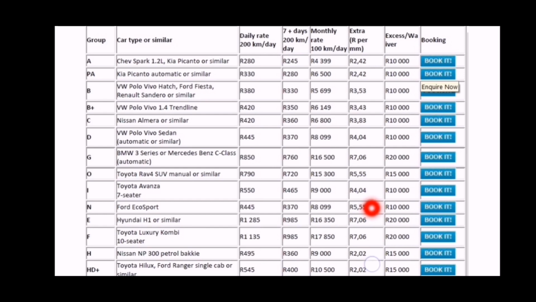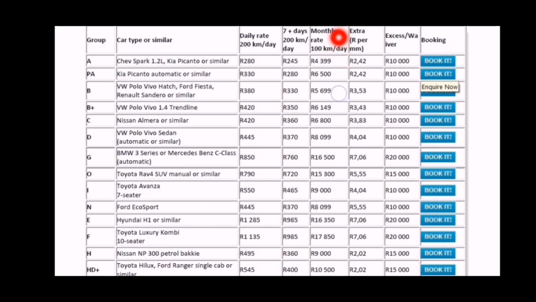For space constraints, I did not include the super insurance template, but the super insurance will be a little bit different in terms of the amount they pay on daily or weekly or monthly rate, and the excess will also be different. If you take a look at the top of the page under the daily rate, it says the daily rate includes 200 kilometers per day. The 7-day rate includes 200 kilometers per day. The monthly rate includes 100 kilometers per day.